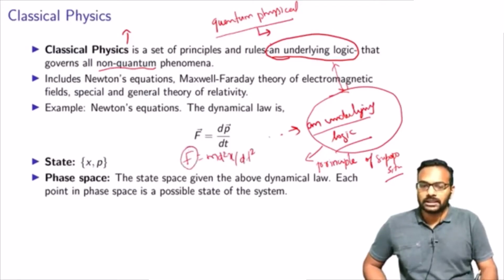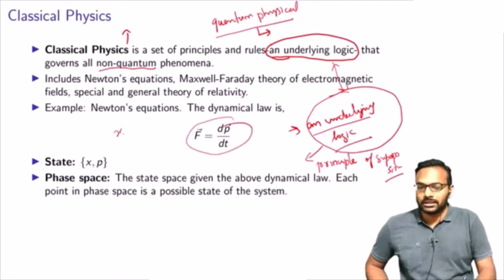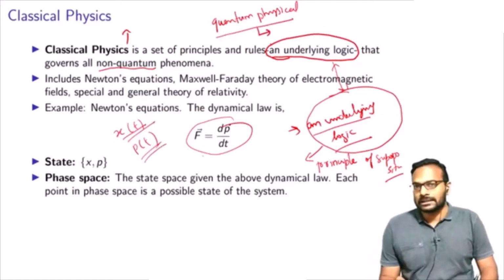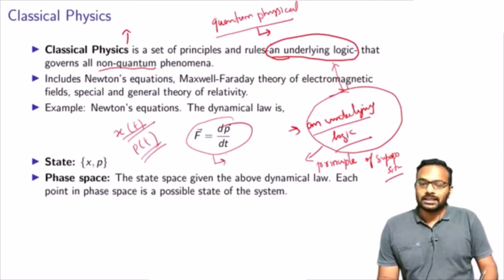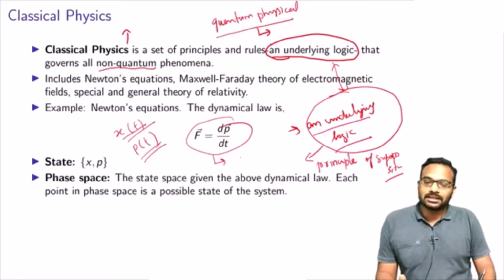Once you know the force, you can integrate it, but you have to integrate it twice. So, you will have two integration constants, and you need two things in order to completely solve this equation. Once you solve it, you will get x of t and p of t, but there are two constants of integration, which we usually call the initial position and the initial momentum. Once you have these and you know the forces acting on the system, Newton's equation will tell you exactly what the future is, where the system is evolving to.